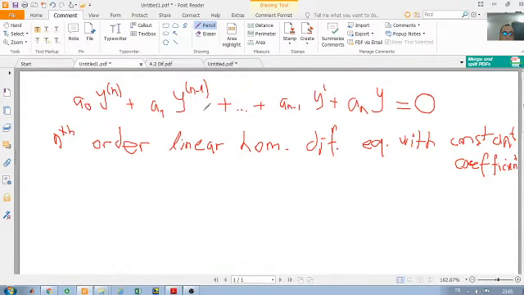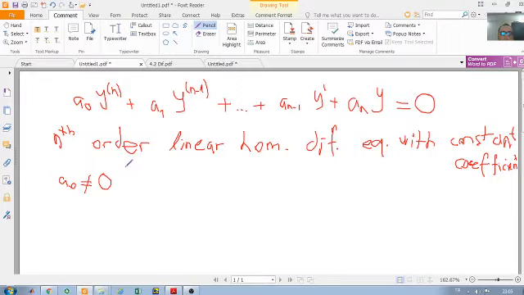The coefficients are constants, real numbers, and here a0 is not equal to 0, which is the coefficient of the highest derivative in the differential equation. So we will try to find the solution of such equations by considering the preceding chapter.